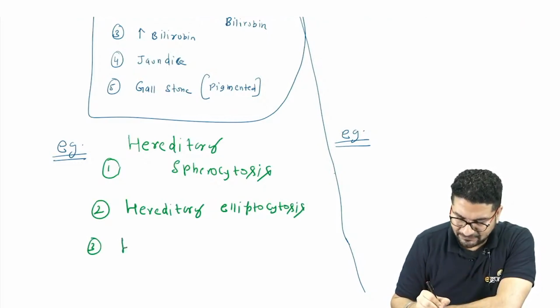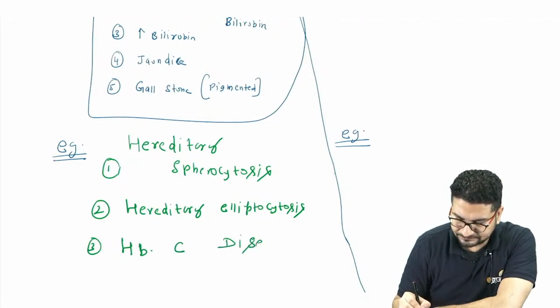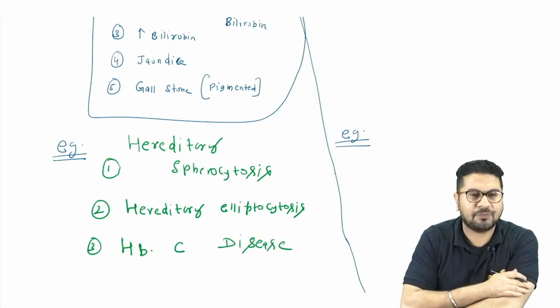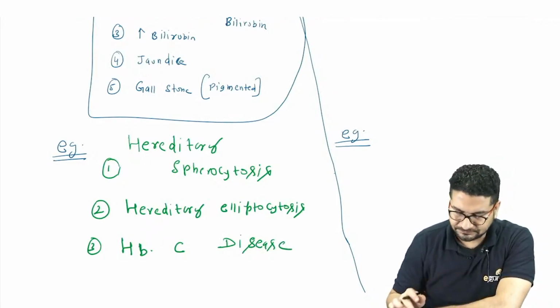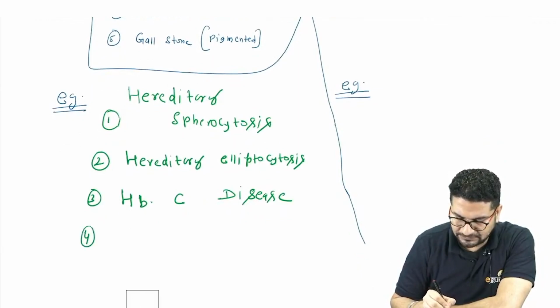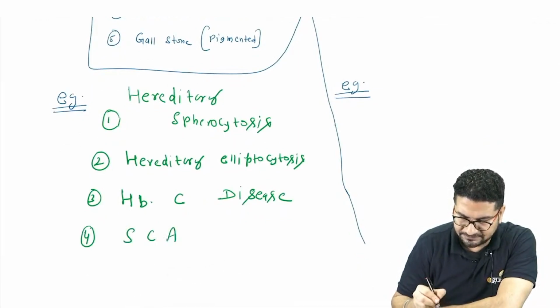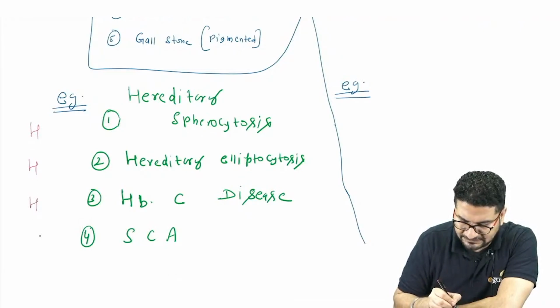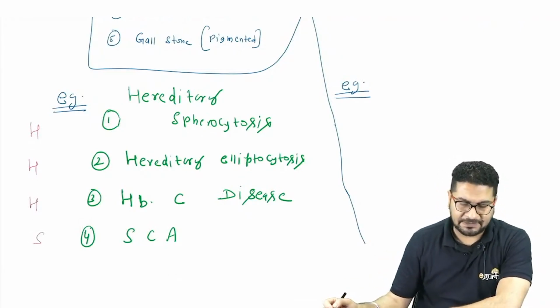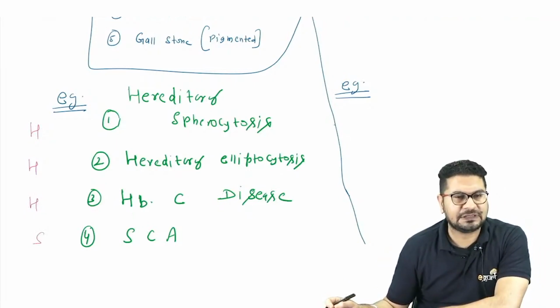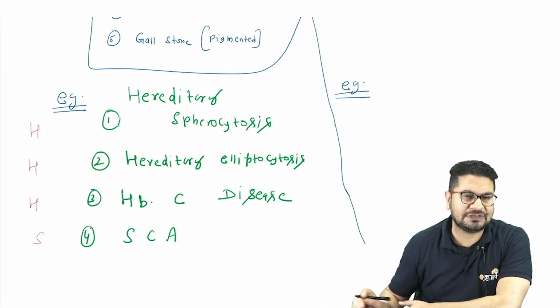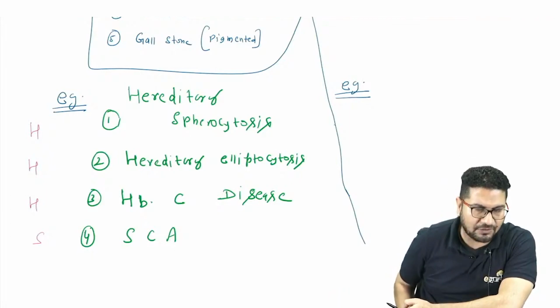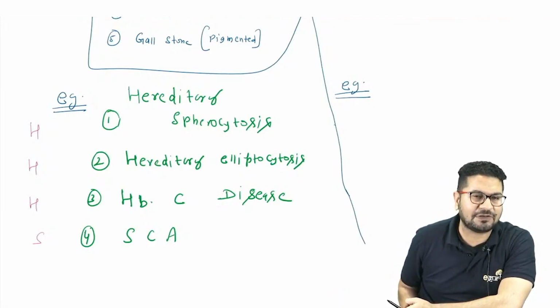You can see this extravascular hemolysis in hemoglobin C disease, I am writing in short. And the fourth cause will be your sickle cell anemia. So we can remember this by the mnemonic triple HS: hereditary spherocytosis, hereditary elliptocytosis, hemoglobin C disease, and sickle cell anemia. So these are the causes of predominantly extravascular hemolysis.